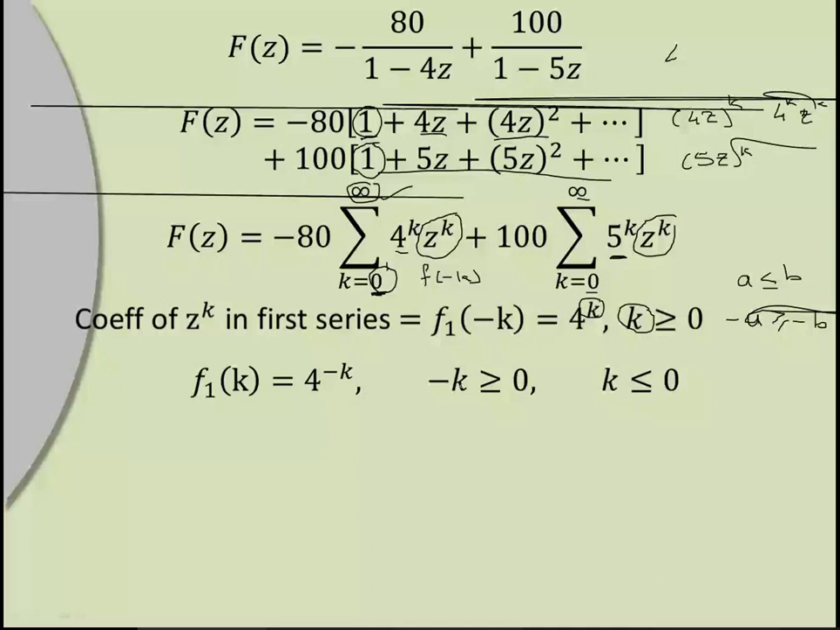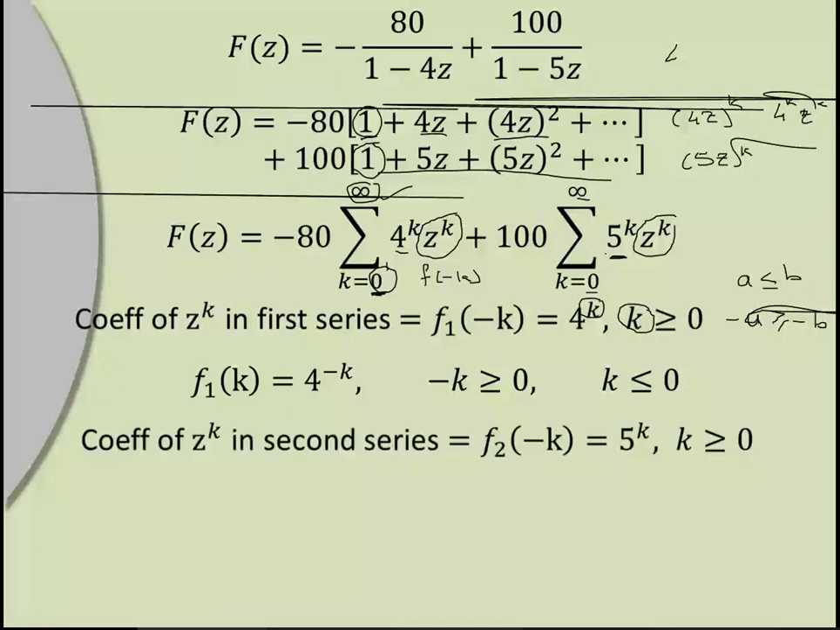Do the same thing for the second term. The coefficient of z raised to k in the second series, assume it is f2. As it is a positive power, we get minus k as the positive power of z. So this will be f of minus k, that will be 5 raised to k, for k taking values from 0 to infinity.